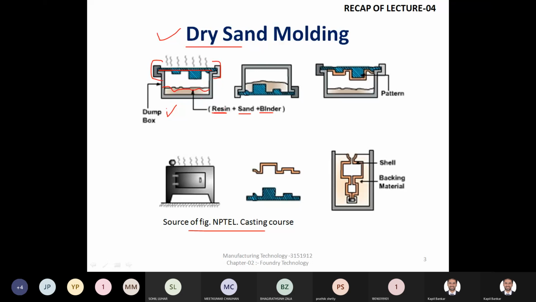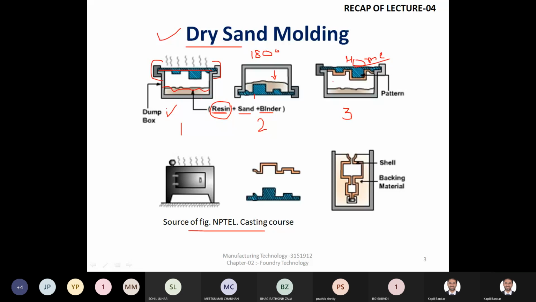Now you just tilt this. This is the first step. In the second step, you tilt this dump box by 180 degrees, so that whatever amount is accumulated can be placed over the heated pattern. Once it is placed over the heated pattern, because some resins are there and this pattern is heated, some of the portion sticks to this heated pattern. So in the third step, you revert back to the original position or home position.